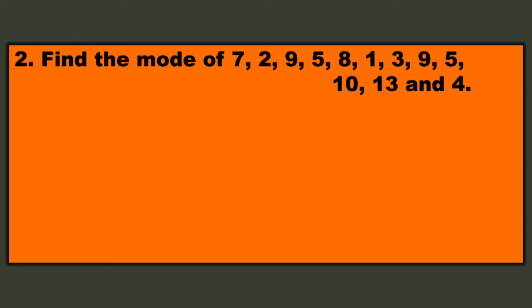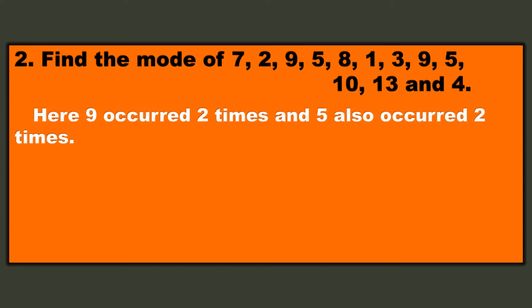Here is the next example. Find the mode of 7, 2, 9, 5, 8, 1, 3, 9, 5, 10, 13 and 4. Let me check which number occurred more number of times. Here if you see, 9 occurred 2 times and 5 occurred 2 times and the remaining observations occurred only once, right? So I can write both 9 and 5 occurred 2 times.